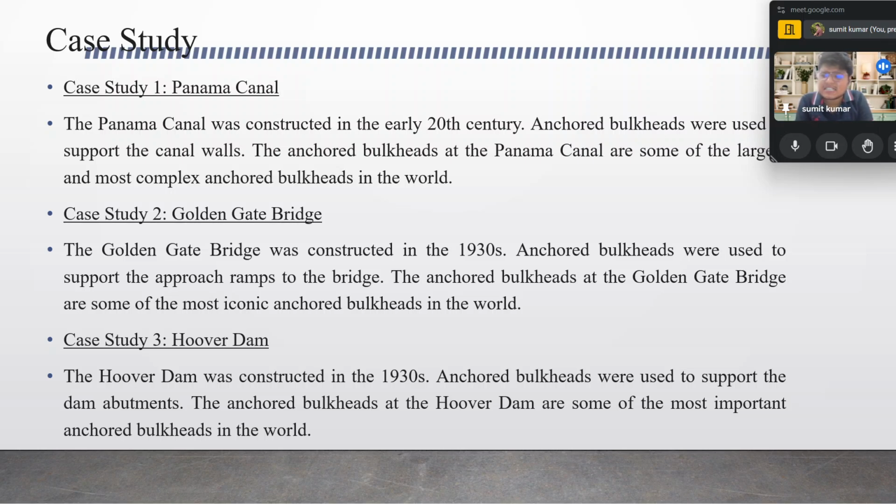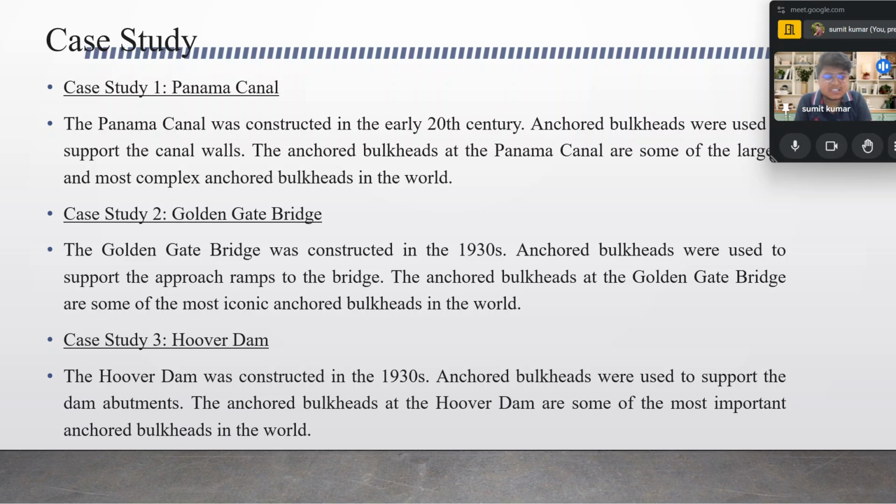Going forward, the second one is the Golden Gate Bridge. The famous Golden Gate Bridge was constructed in 1930. Anchor bulkheads were used to support the approach ramps to the bridge. The anchor bulkheads at the Golden Gate Bridge are some of the most iconic anchor bulkheads in the world.